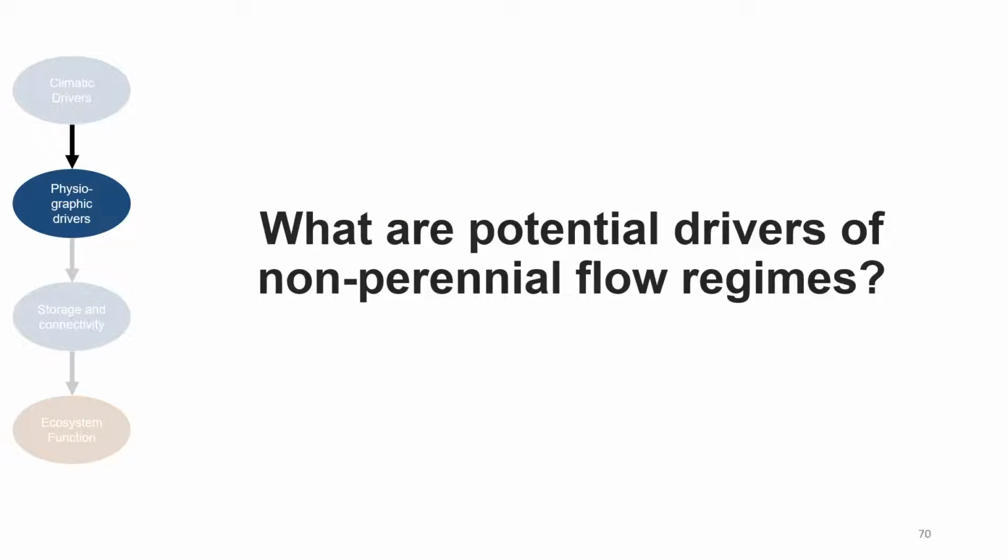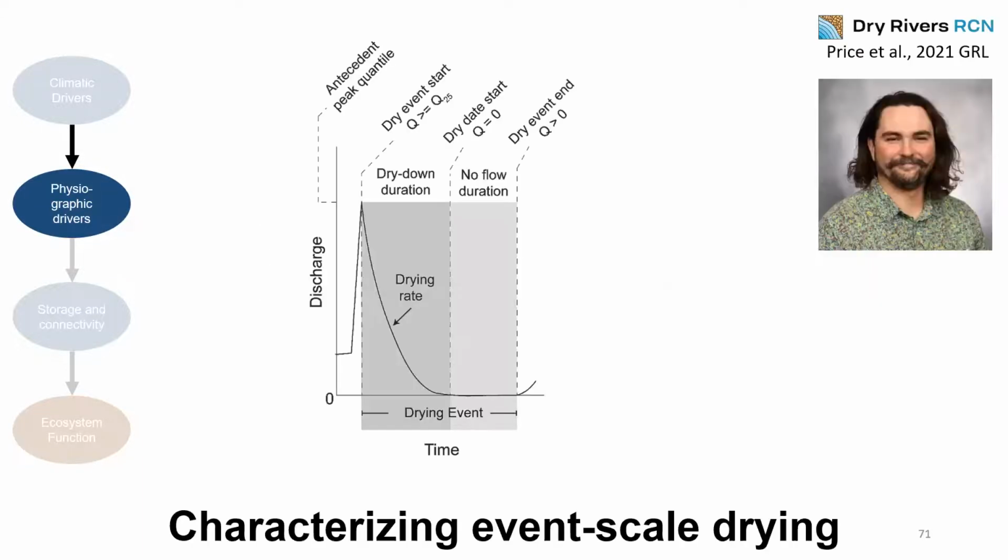And so what are the potential drivers of these non-perennial flow regimes? Another study using the same data set, but specifically looking at the event scale, Adam Price looked at different metrics of individual events. Specifically, he thought about the drying rate, the duration of the event, both the dry down duration and the no flow duration, and then the timing and magnitude of that event as well.